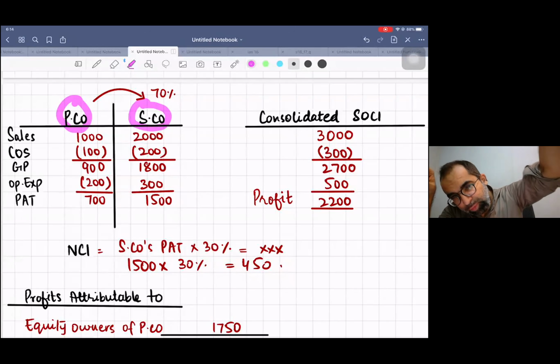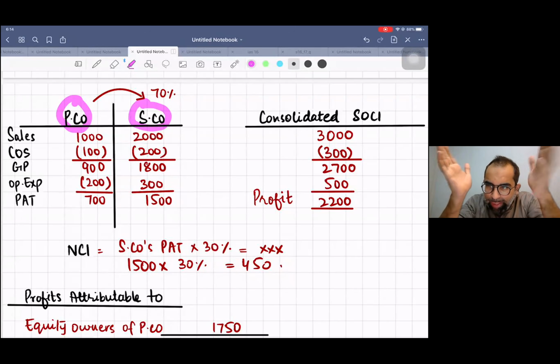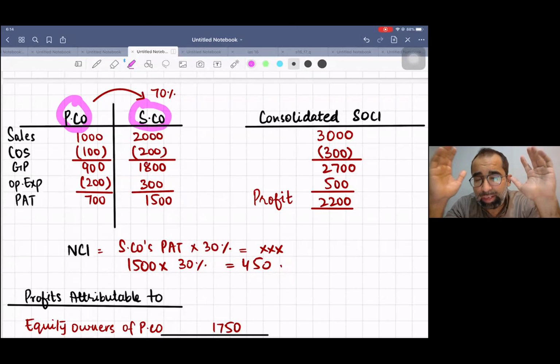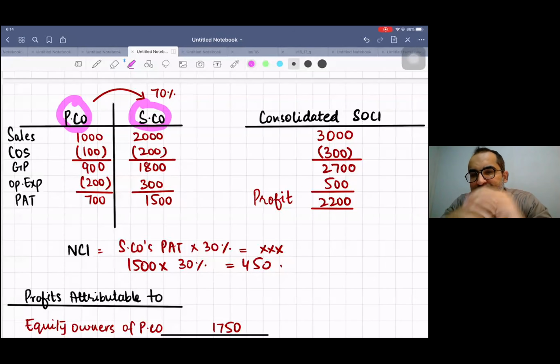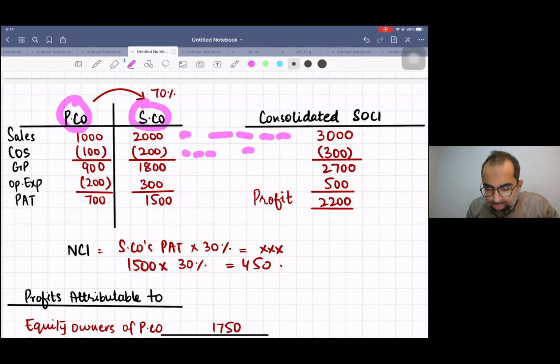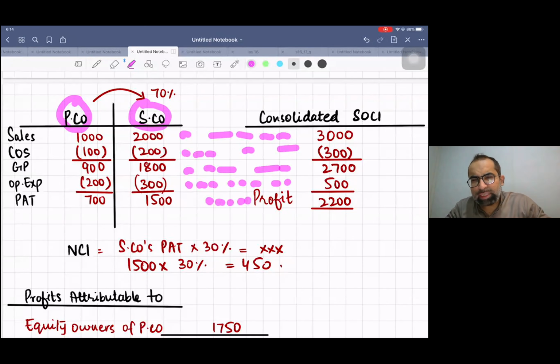Whatever is the last step of the balance sheet, in the SOFP, the last step is adding together. But in the income statement, think of this as the first step. Whenever you are given two income statements, just add them together. Simple adding together. So 1 plus 2 is 3. This is cost of sales, this is GP, this is operating expenses, and this is your total profit. That's it. The first step is simple adding together.